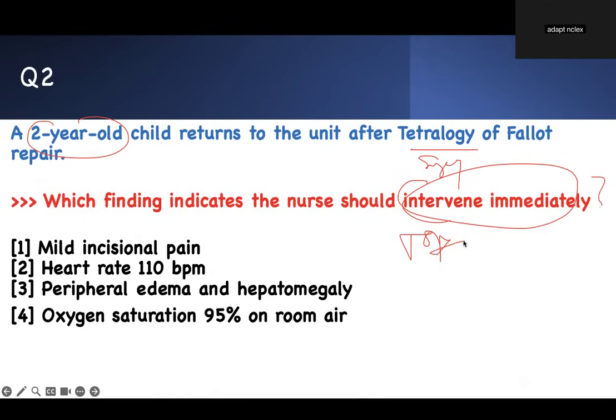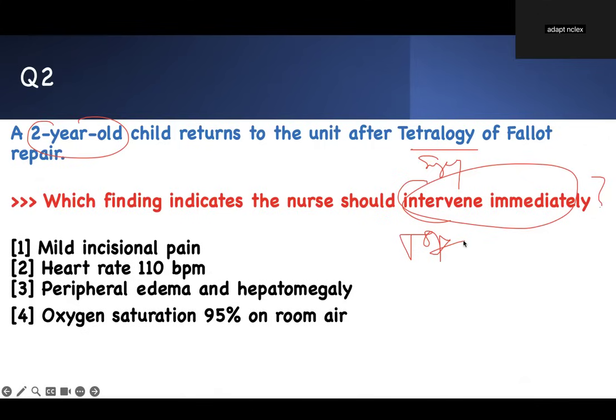Look at the last question. Once again, stop the video, try to answer it yourself, and then listen to the way I'm approaching it. Pause the video. I want you to pause it and try each one of them. Now let's break it down. I know tetralogy of Fallot patients are usually cyanotic. Look at number 4. Oxygen saturation of 95 on room air.